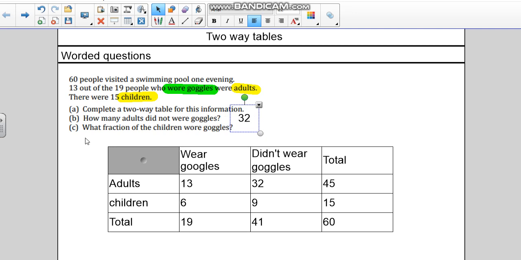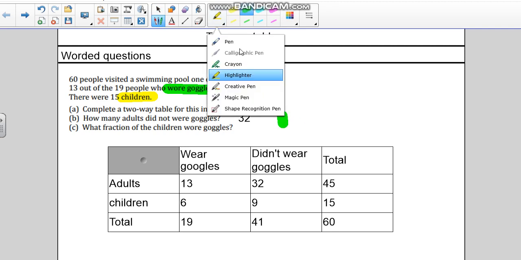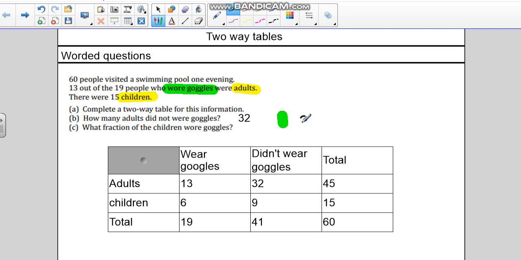Okay, what fraction of the children wore goggles? So it's a fraction of the children. So I'm only looking at children. Okay, all right. And how many of the children wore goggles? Well, that was 6. So that's going to be 6. That's going to be 6 out of 15 children. If I cancel that down, 3 is going to both numbers, so that's 2/5. Okay, so 2/5 of the children wore goggles.